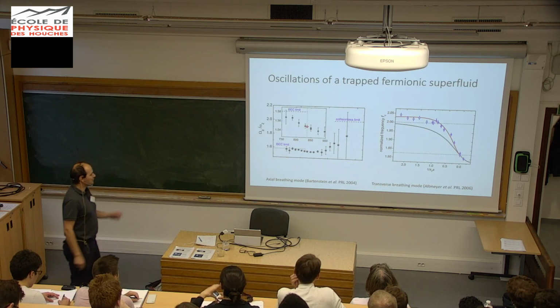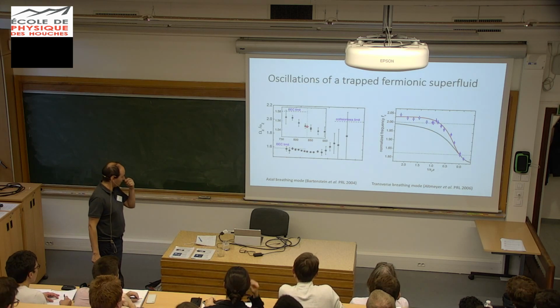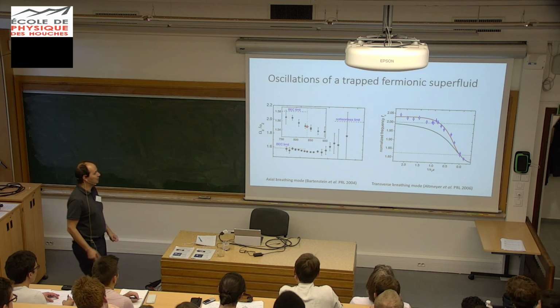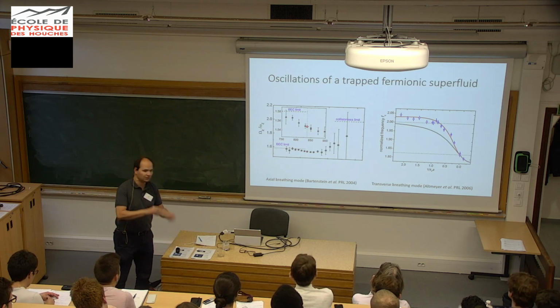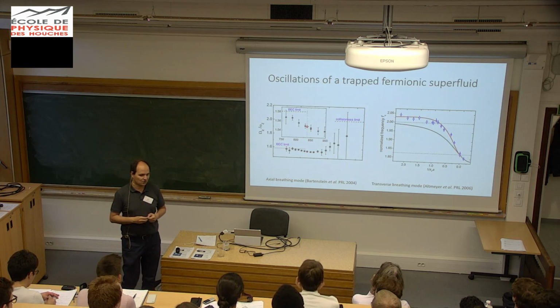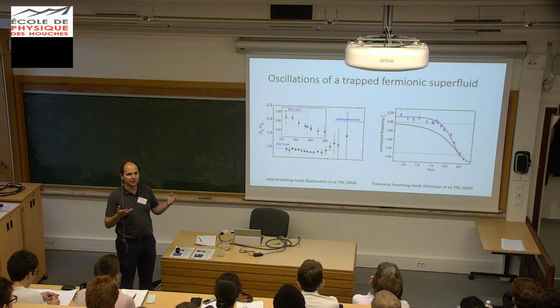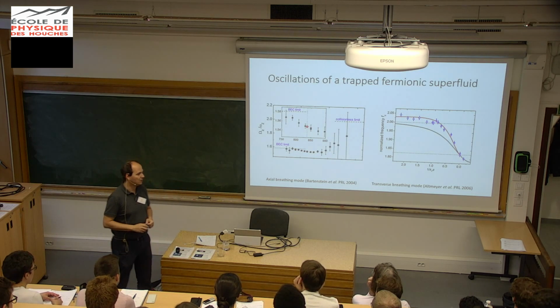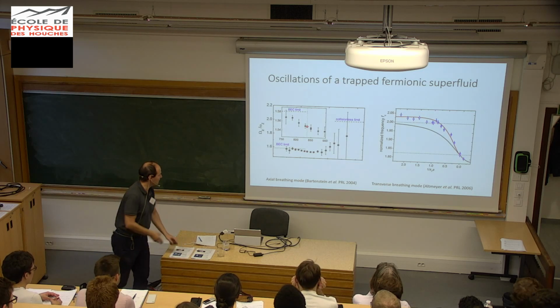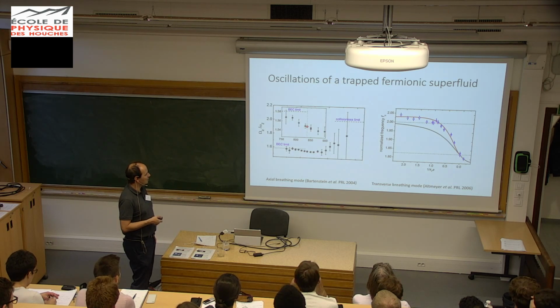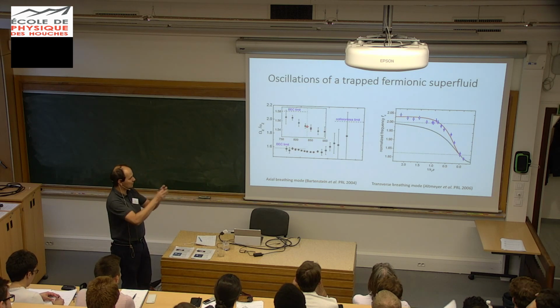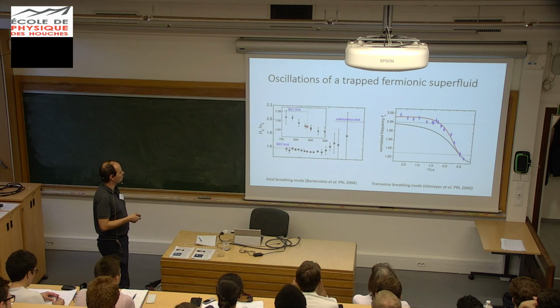And so the most precise measurement according to this scheme was performed by the group of Rudy Grimm in Innsbruck. And so this is what he observed. Essentially, he had a very elongated cloud, and so he could excite the so-called breathing mode, so the oscillation of the radius of the cloud, either along the weak axis, so this is omega z here, or along the tight axis, omega x or omega y. It's cylindrical. And so this is what they measure. So the frequency seems to depend on 1/kFa.